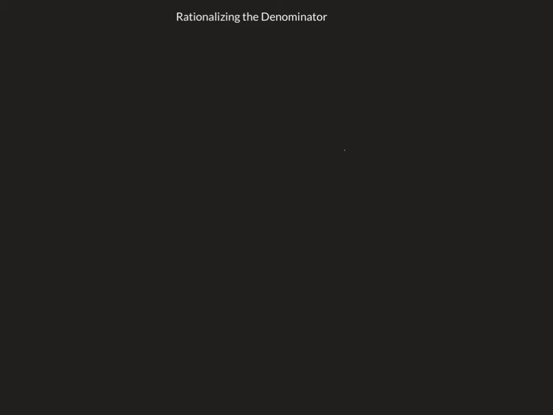In this lesson, I will be showing you how to rationalize the denominator. What I mean by rationalizing the denominator is if you're given a problem, let's just say an example, and let's use random letters: p square root 5k divided by p square root 5r.